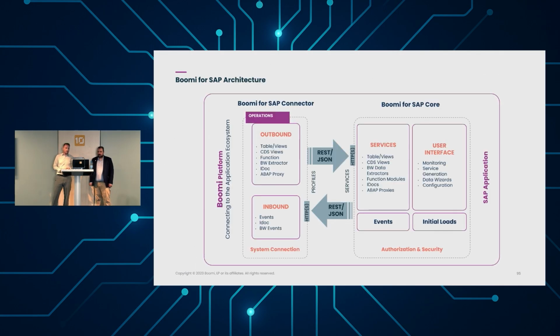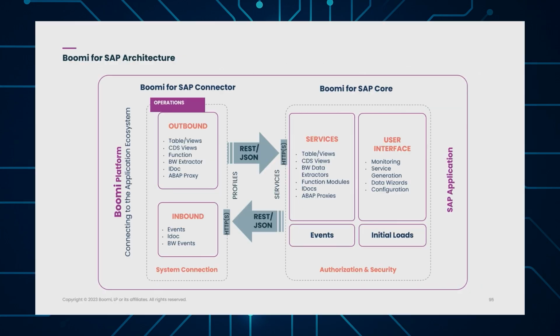Good. How does it actually look? Basically, what you can see here now on the right side is the Boomi for SAP core, which is installed on the application layer. In this example, we also see on the left the Boomi for SAP connector. Sergio will show that as well. And you can see here the services and what you can actually do with it. The authorization and security objects obviously are from SAP, so there's nothing separately to organize from that perspective.